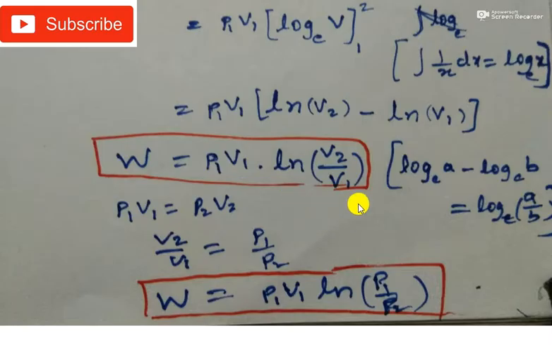So if you want to write the work done formula in the form of pressures, we can write this formula with P1 by P2. Why? Because we know for an isothermal process P1 V1 is equal to P2 V2. So V2 by V1 is equal to P1 by P2. So we can write it in the form of volumes and in the form of pressures like this.